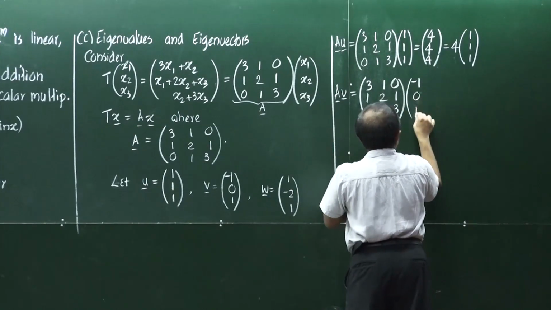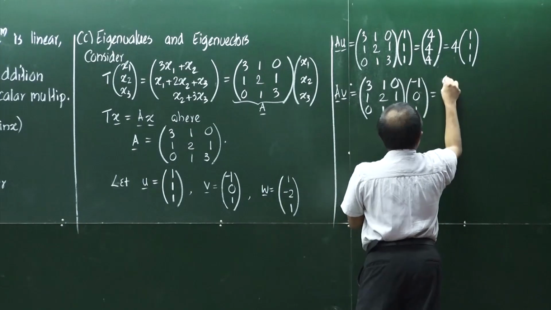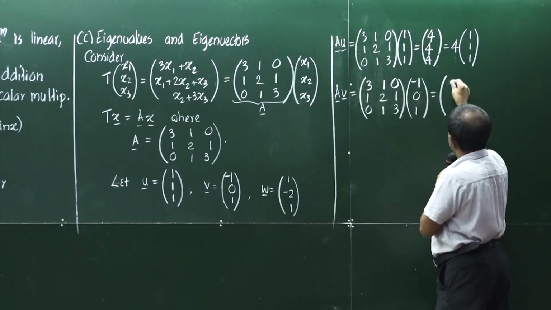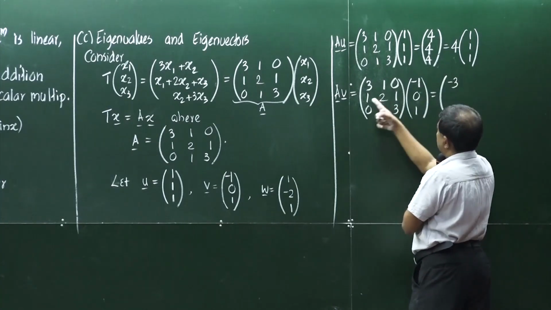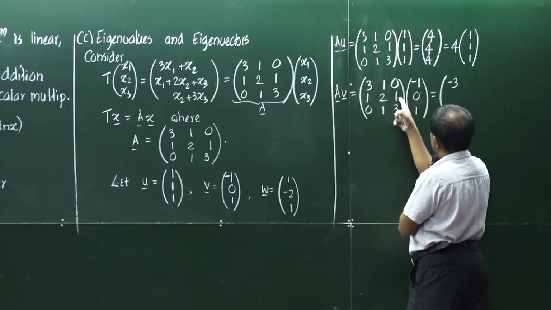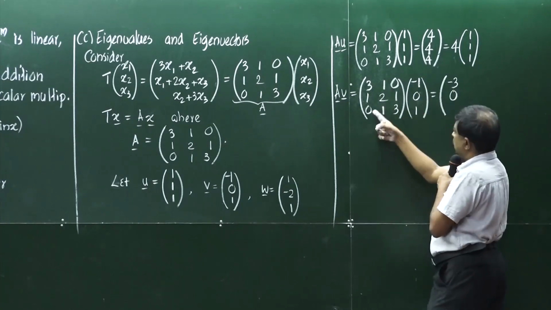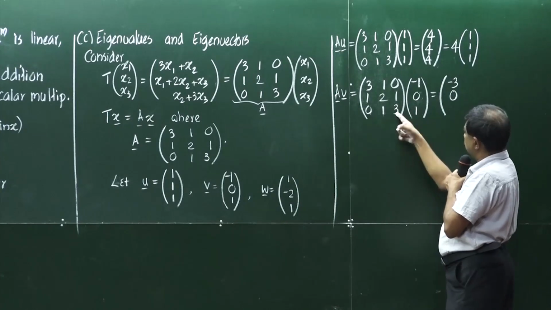Minus 1, 0, 1. What is it? Minus 1 goes on top of this, so minus 3, 0, so minus 3. Here minus 3, 0, 1. Oh, sorry, minus 1, 0, 1, so 0. Here 0, 0, 3.